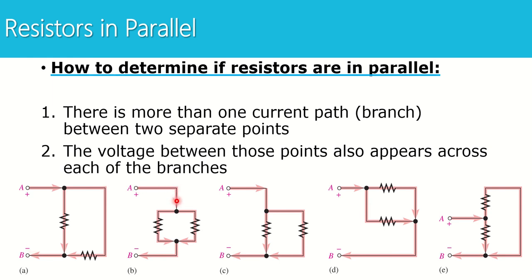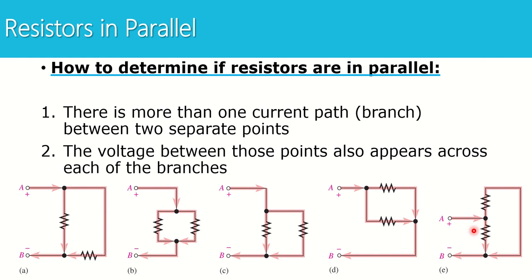In this one, the current starts here, splits, some goes to the left, some goes to the right, and recombines. So it's a parallel circuit. Same thing here. Current splits, some goes down, some goes to the right, and it recombines. Same thing here with two paths.